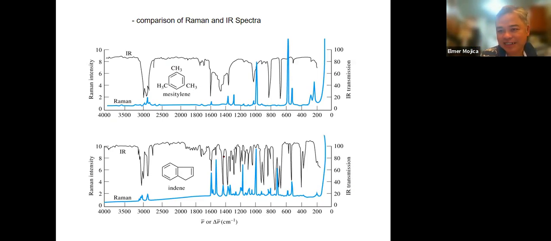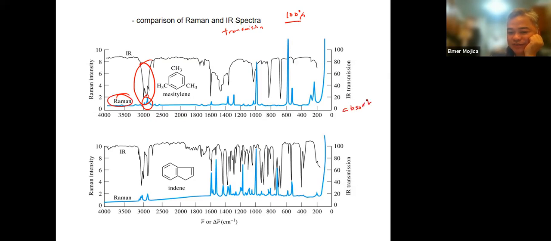So kapag hindi active sa IR, most likely is active in Raman, just like this one. As you could see here, ang taas dito, okay, so CH, but here in the Raman, it is what we call mababa lang. And the way that you can differentiate them, if you use IR, usually you use what? Transmission. So the highest that you can have is a 100% transmittance. Tapos sa Raman, you use absorbance. Or in some books, they call it the Raman intensity.